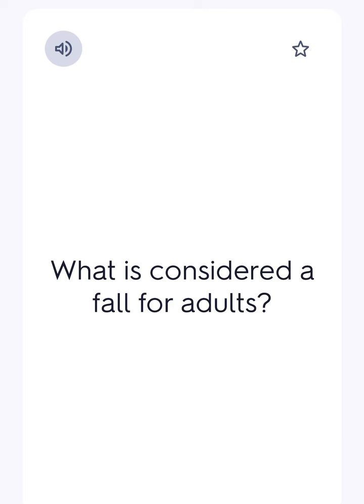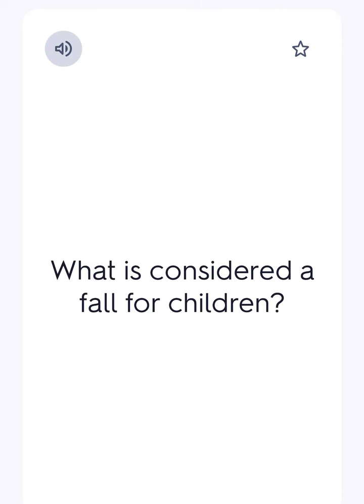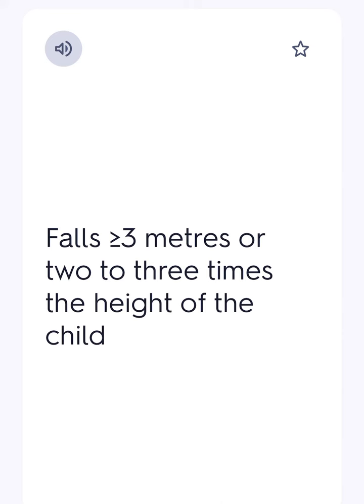What is considered a fall for adults? Falls greater than or equal to 6 meters. What is considered a fall for children? Falls greater than or equal to 3 meters or 2 to 3 times the height of the child.